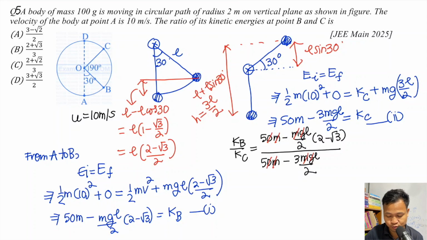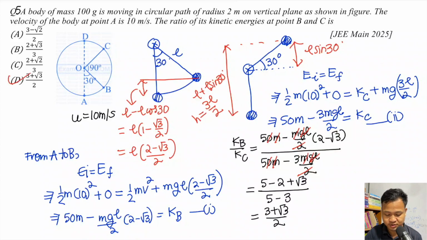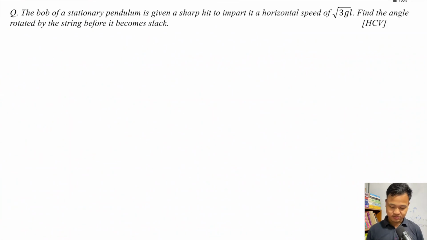L is 2. So if L is 2, then 2 by 2 cancels out. That gives 5 minus 2, plus root 3, divided by 5 minus 3. That is 3 plus root 3 divided by 2. So it's option 3 plus root 3 by 2. Okay. Next question.